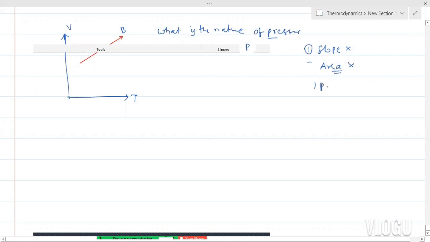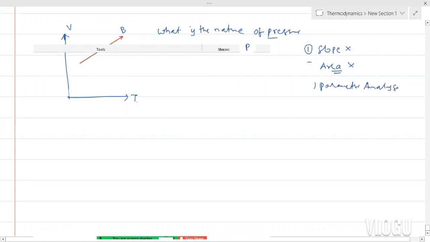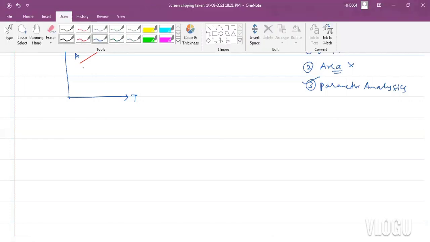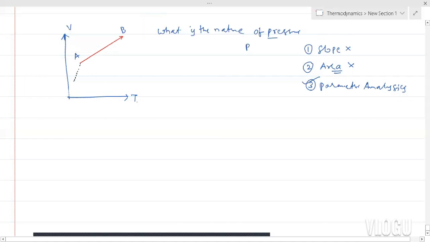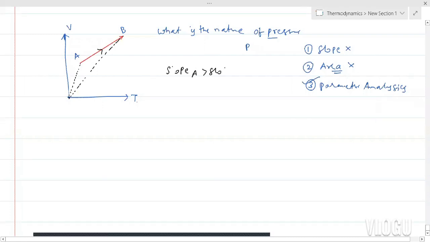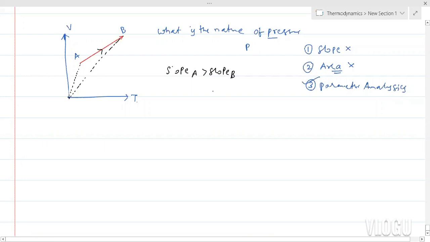So in such a case, we will use parameter analysis. So let us focus on parameter analysis. First we will think of the initial point and final point. This is the first line and this is the second line. So from here, I will simply conclude that the slope of A is more than the slope of B.